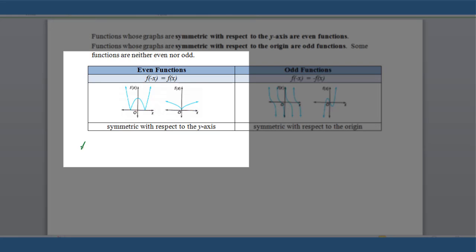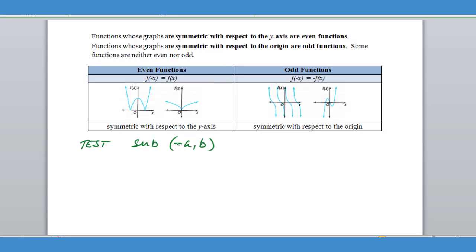More specifically, you can simply test whether a substitution of negative a and b for x and y provides you the same function, and so that's going to give you the test that you need. And if you recall testing for line symmetry, that's what we did.